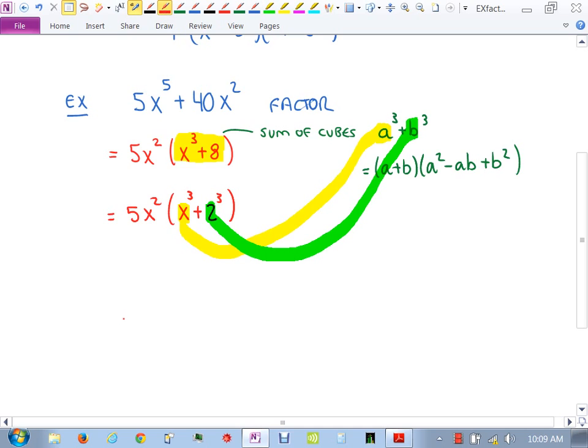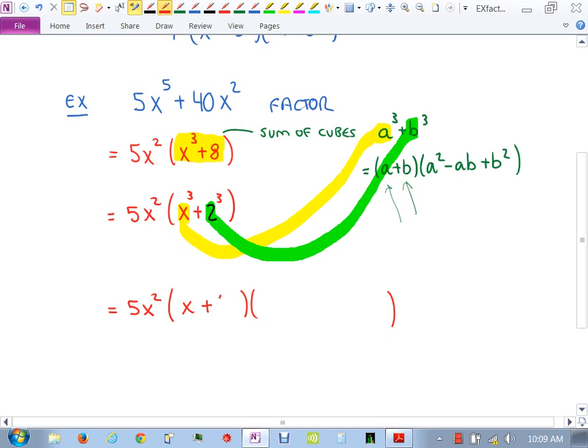Can I do that now? I have my 5x squared out front. I have now the formula. It's going to look like this. I'm just going to throw the sets of parentheses out there. It's kind of like a small parenthesis, then a big one. So what's the first thing in that formula? So it's the a plus b. For us, that's x plus 2.